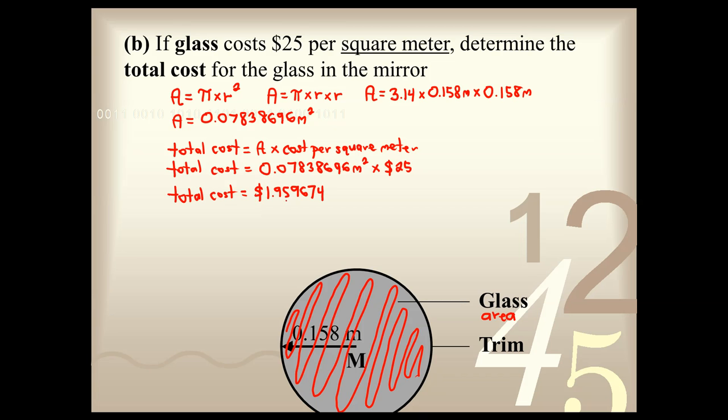And again, I want to round to the nearest hundredth. That's the second decimal place. To do that, I need to look at what's happening in the thousandths position. The thousandths position has the digit 9, which means I'm going to round that 5 up. So your total cost would then be equal to $1.96.